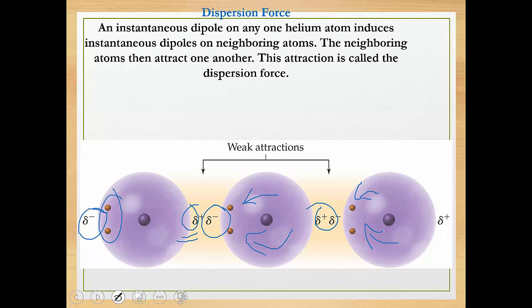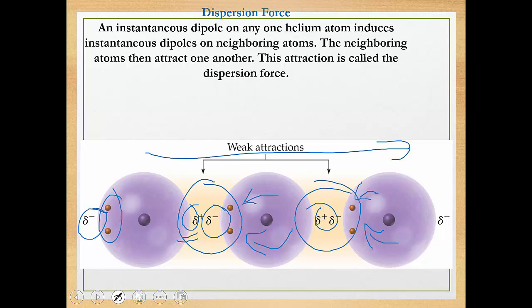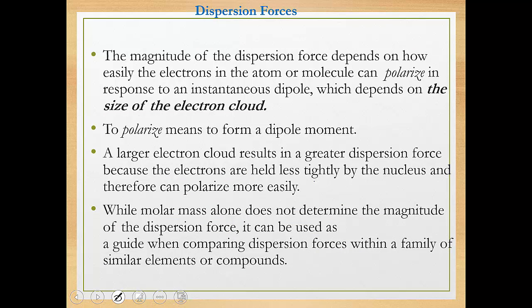And so you get this chain reaction going, and then what you get are these weak attractions between the negative and positive charges between those atoms. But it's a very weak interaction. Now, how weak is it? What is the magnitude of that?